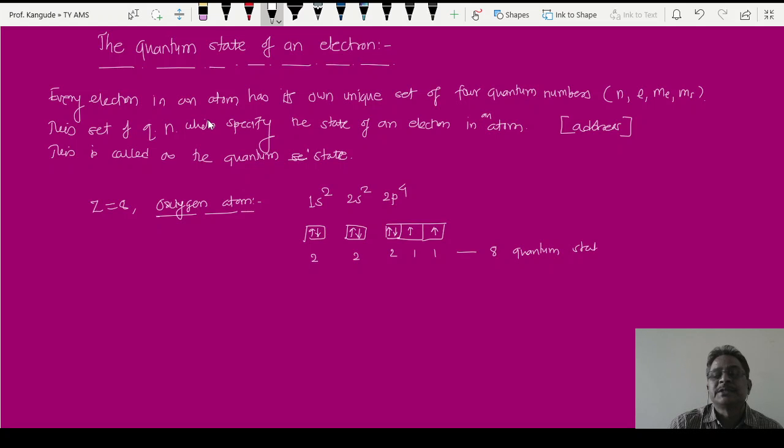8 quantum states are there. We can mention their names, we can mention their numbers. So what happens in the 1s2 state?